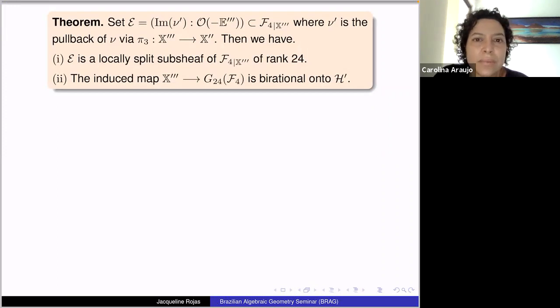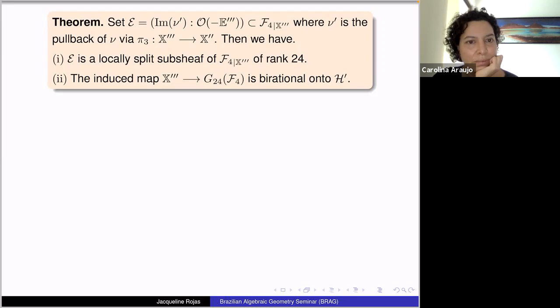If you put E equal the image of nu prime, this nu prime is the full vector, actually nu, by the blow up map P3. And you make a saturation with respect to the ideal of the exceptional divisor, and look at this sheaf restricted to X triple prime. And then we have that E is a locally split sheaf of F4 restricted to this variety, of rank 24. Yes. In fact, this is a flat family.